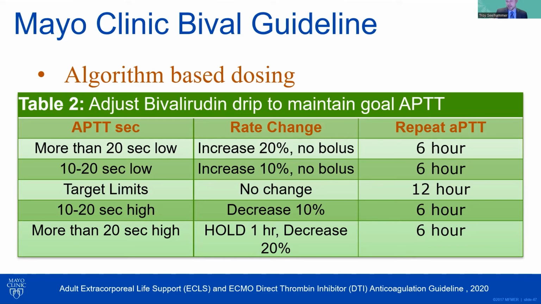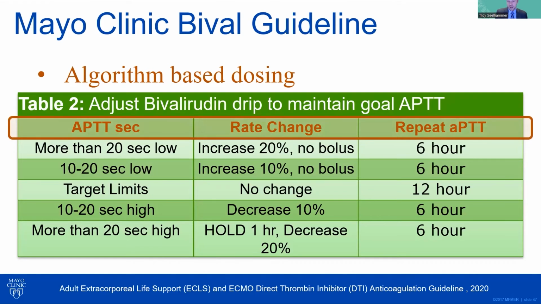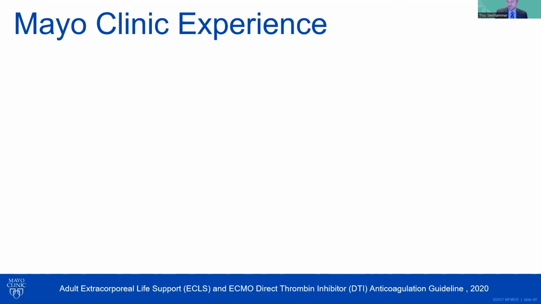The further you are deviated from target range, the greater the adjustment in dose. And also, the greater the adjustment in dose also ascribes the frequency of APTT monitoring. And we de-escalate that intentionally over time once stability is achieved.